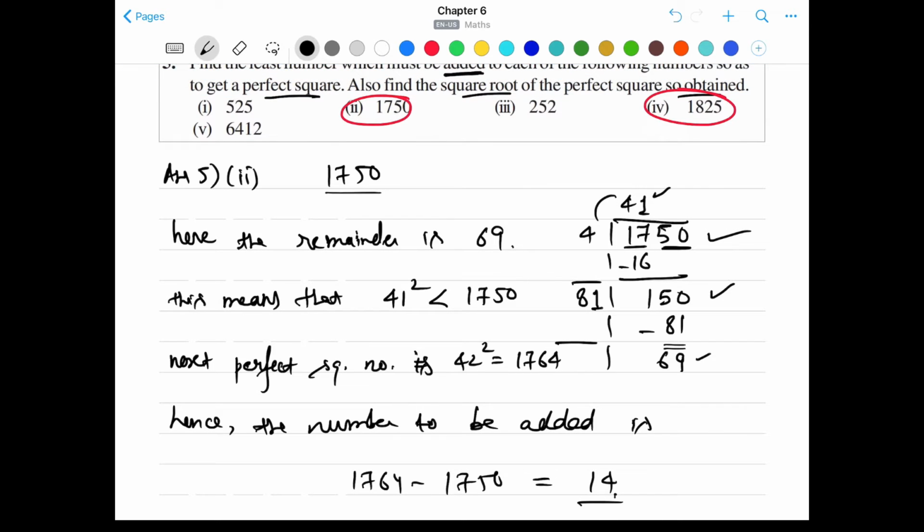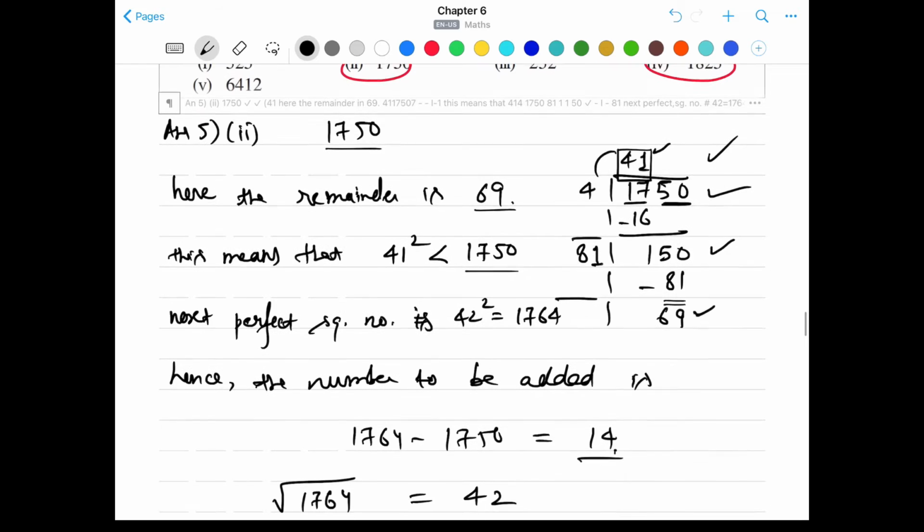Simply what we have to do is first find its square root by the division method. You will get something as a remainder, so you will write the remainder is 69, and this means that the square of 41 is less than 1750.